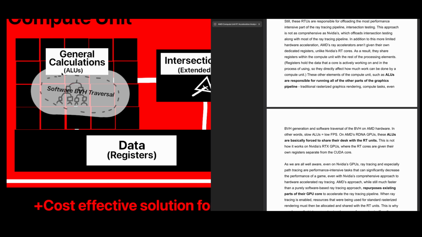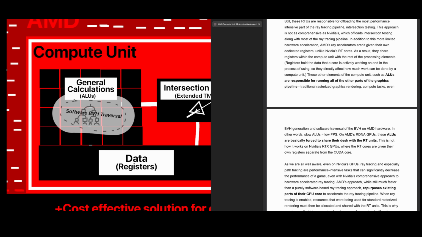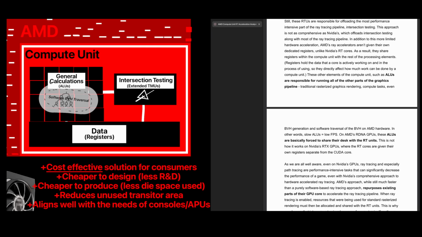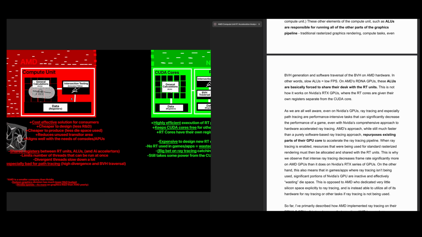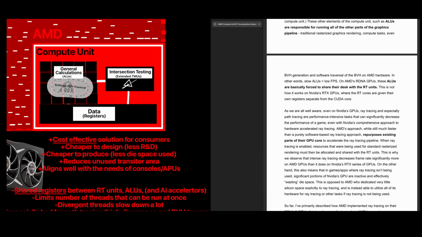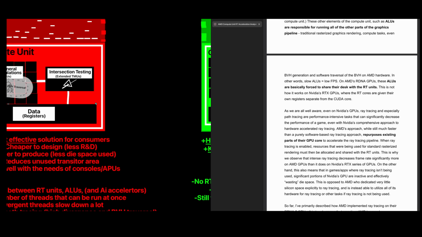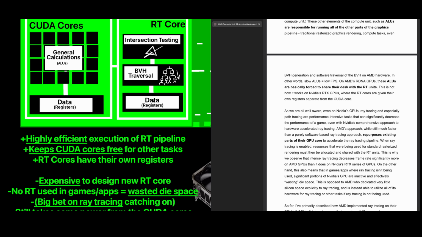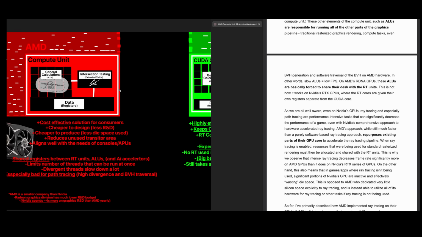And that's done on the ALUs. The ALUs are where most of the graphics rendering and everything else on a GPU is processed within the compute unit. And that's what they're called on NVIDIA also. So this graphics rendering, these general purpose cores over here, they're sharing this big chunk of memory with the ray tracing units. Whereas in NVIDIA's GPUs, they get their own memory, they get their own registers instead of sharing the registers and most of the resources with the rest of the compute unit.